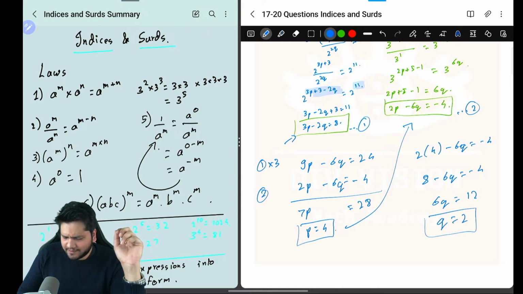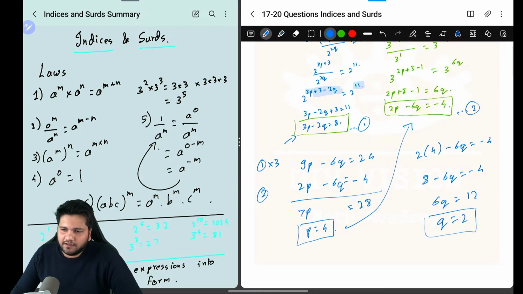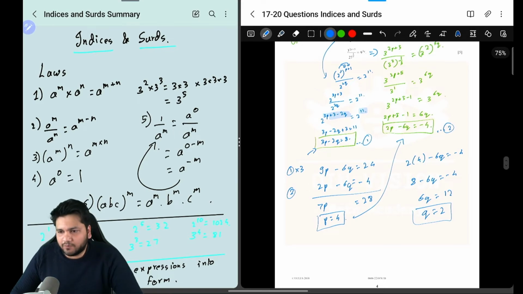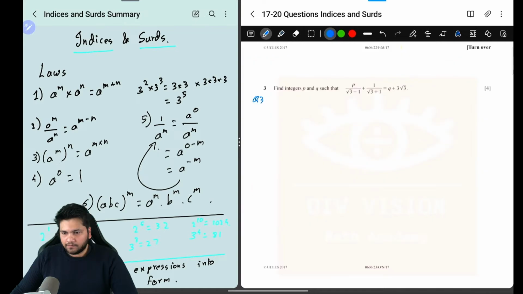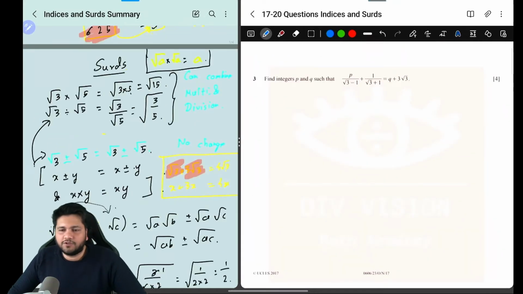Most of the time, whenever there are simultaneous equations and you get integers as your answer, 95% of the time you are right. But in case you get a fraction, just verify one more time whether you have done it properly or not. We have done a couple of questions from indices. Now let's start the questions with respect to surds.